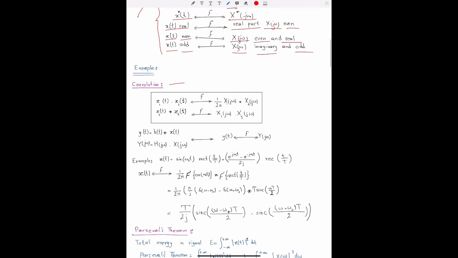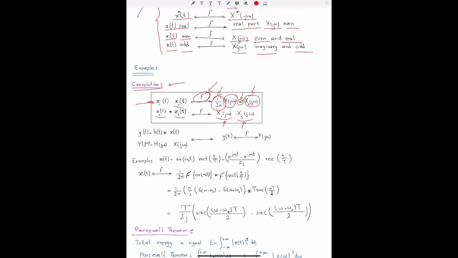Next we have the convolution. So in the convolution, if we have x1 of t multiplied by x2 of t, and we take the Fourier transform of that, the Fourier transform would be 1 over 2 pi x1 of j omega convolute x2 of j omega. And if we have x1 of t convolute x2 of t, what we have is this interesting form of the multiplication of x1 of j omega and x2 of j omega, right?